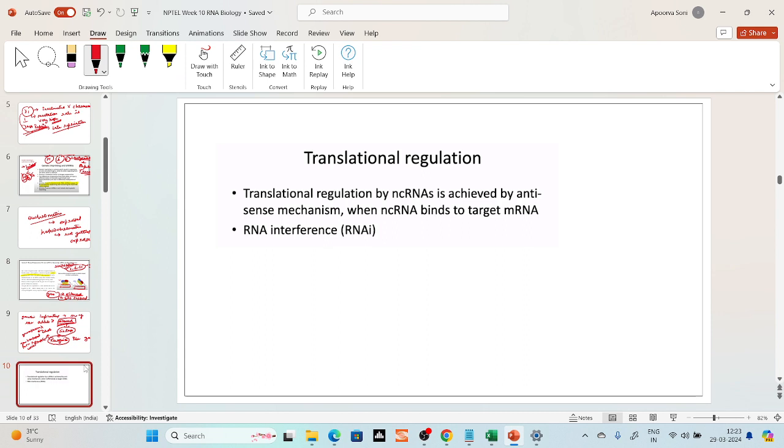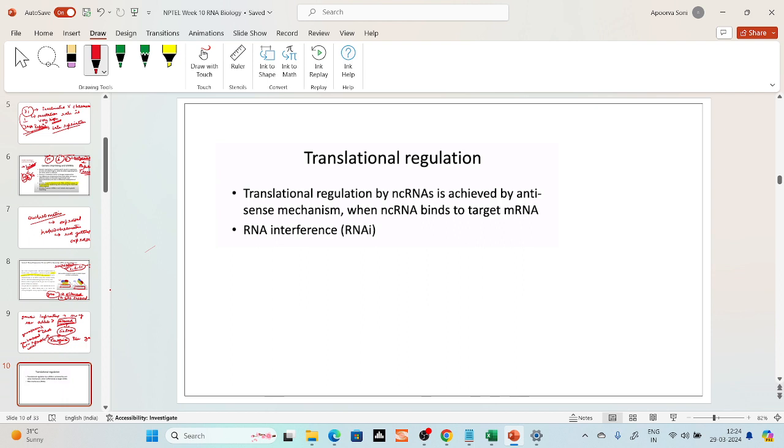Okay. So we have studied regulation, transcriptional regulation. Now we are going to study translational regulation, translational regulation with the help of non-coding RNAs. So what are we studying, our subject, right? See, always try to connect the dots. What we have been studying from the first class itself is RNA biology.